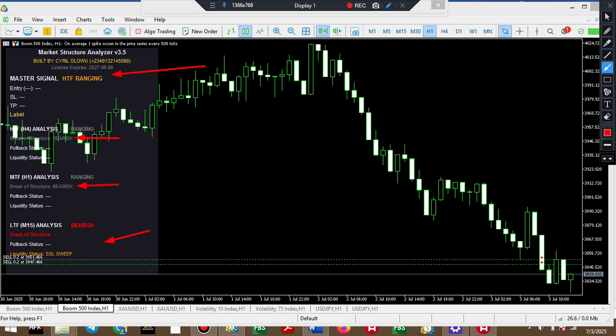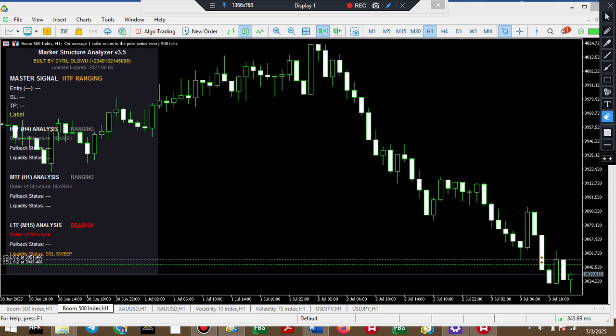So while this one is taking time to give you signals, because it's going to make sure that it assesses the chart very well, right? It's going to assess the chart thoroughly. Everything is in place before it gives you any signal. That is what this 3.5 does.